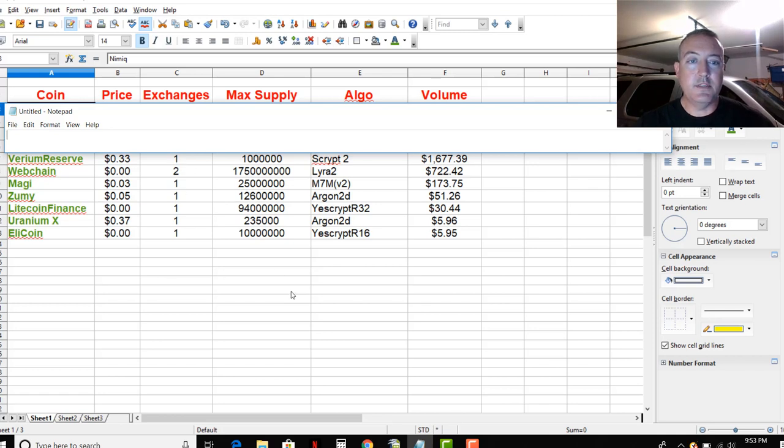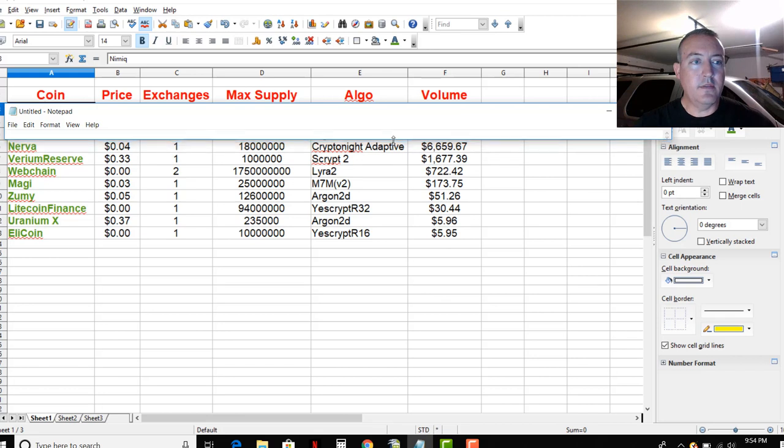Only on one exchange though. Max supply of only 1 million, the second lowest supply on the list, so I really like that. A variation of scrypt to algo with $1,677.39 24-hour volume. All right, let's see what we got.